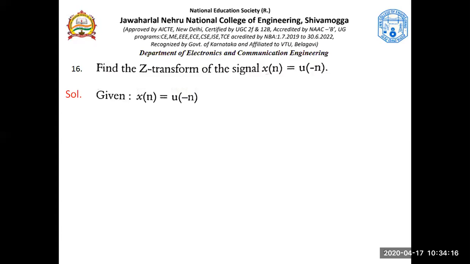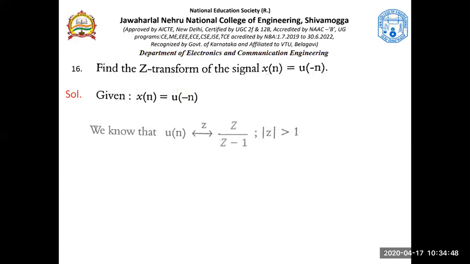So you need to know what is the Z transform of u of n. You have to remember it, you're not solving for it. The Z transform of u of n is z by z minus 1, with the region of convergence being outside the circle with radius 1. After you have the Z transform of u of n, you need to find the Z transform of u of minus n by using a property. Which property would hold good here? The property that holds good here is the time reversal property.